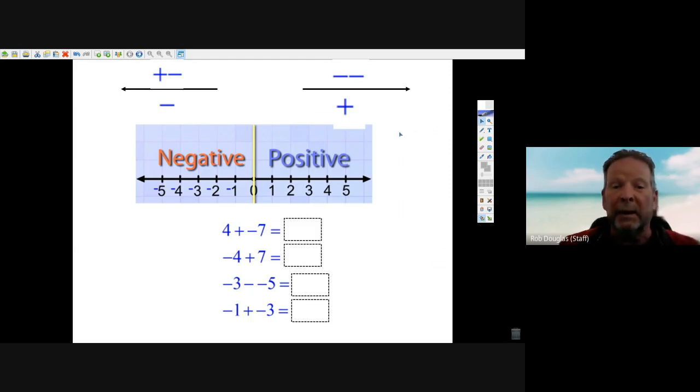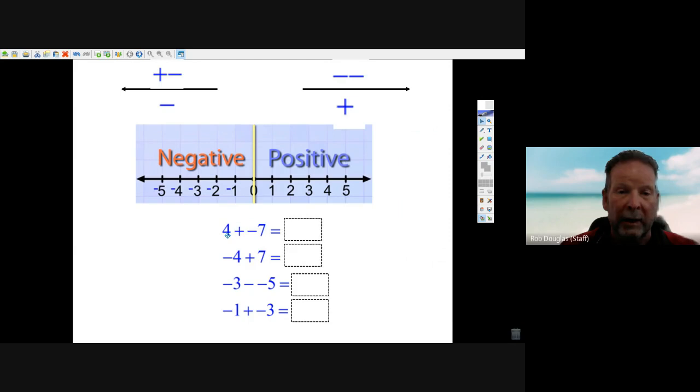Now, here's the big thing. When you subtract a negative, it's exactly the same as adding. Taking away the negative is the same as adding. Taking away the bad is the same as making something good. But adding a negative is the same as subtracting. Adding a negative is the same as subtracting. You move to the left. Now, this is how you need to be able to think and understand it, not just memorize it.